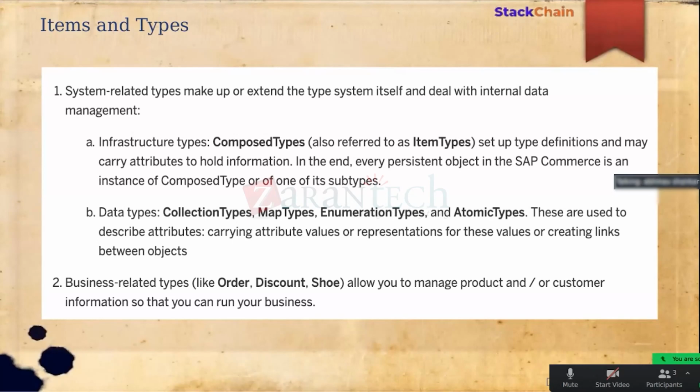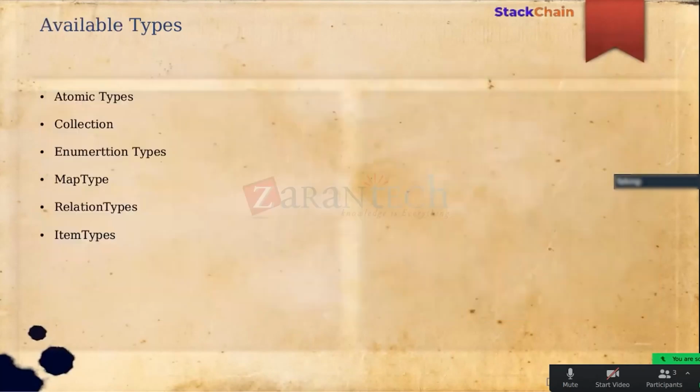Correct. For example, we will be creating one table called book. With two attributes, book ID and book name. So ID must be an atomic type, it must be integer, right? So this kind of type system is there: atomic, collections, enumeration, map type, relation type, item types.